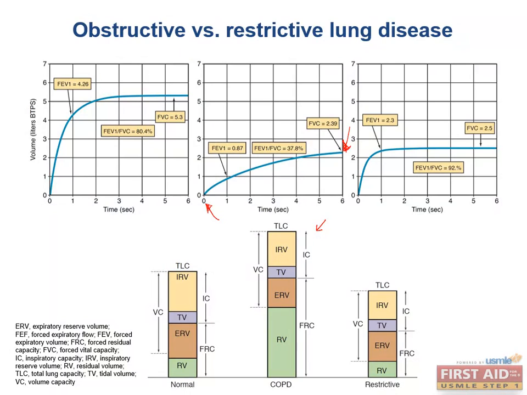So how would you contrast this with restrictive lung disease? Obviously, you can see a big decrease in lung volumes. That being said, there is a comparable reduction in both FEV1 and FVC that results in an FEV1 to FVC ratio that remains greater than 80%. Note, however, that the TLC in restrictive lung disease is dramatically reduced, and the volume curve is shifted down relative to normal lungs.